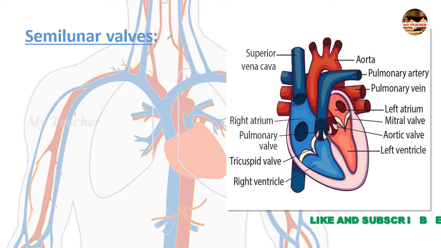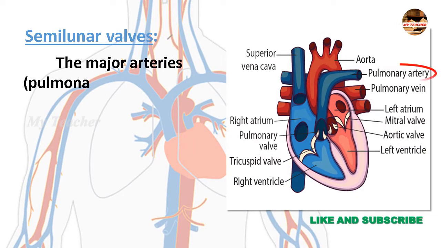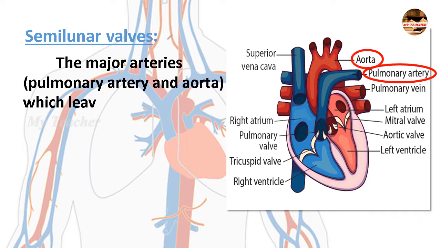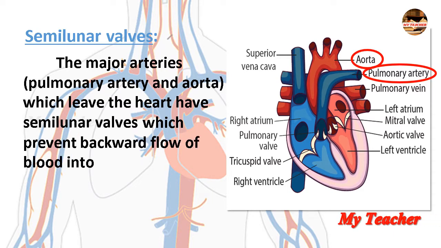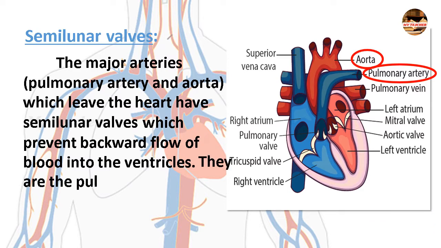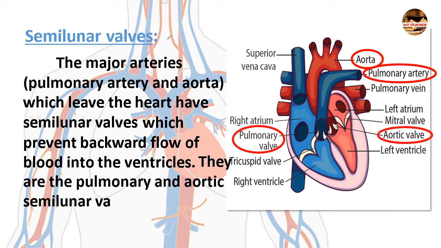Semilunar valves. The major arteries, pulmonary artery and aorta, which leave the heart have semilunar valves, which prevent backward flow of blood into the ventricles. They are pulmonary and aortic semilunar valves. You can see them from the picture.